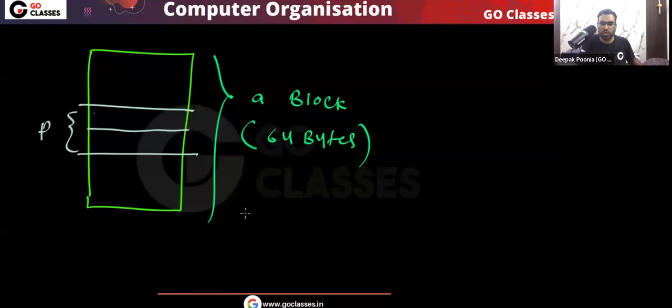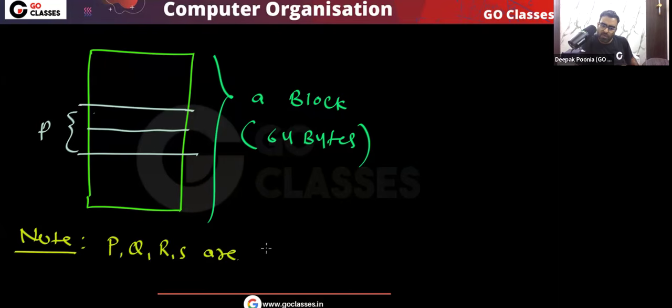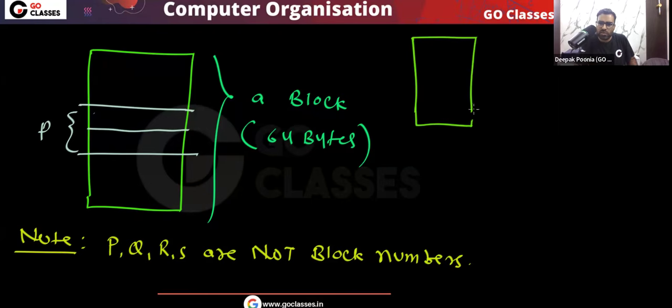Similarly, this Q also belongs to some block. R also belongs to some block. S also belongs to some block. So please understand, very important note, that PQRS are not block numbers. So first we need to find the block numbers from PQRS. Okay, is this clear? Because all these PQRS actually belong to some block.